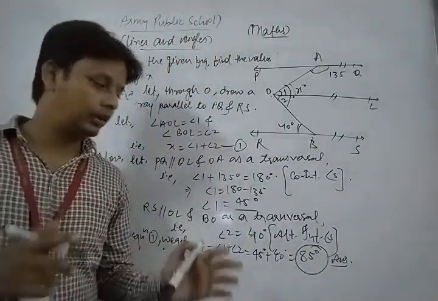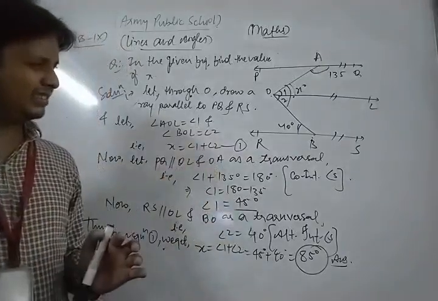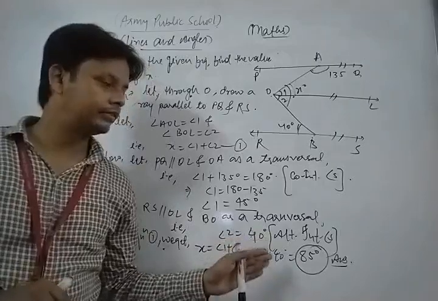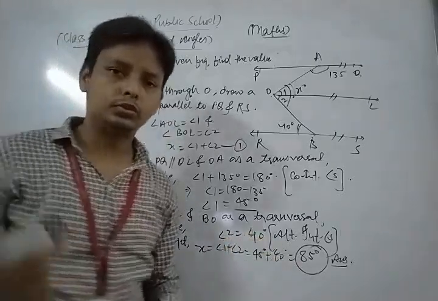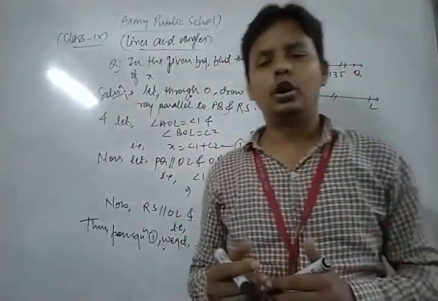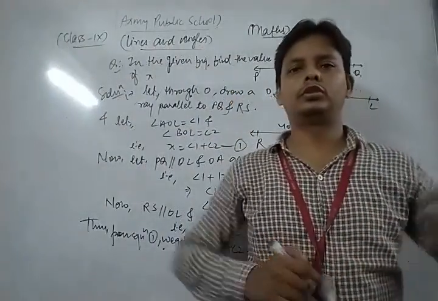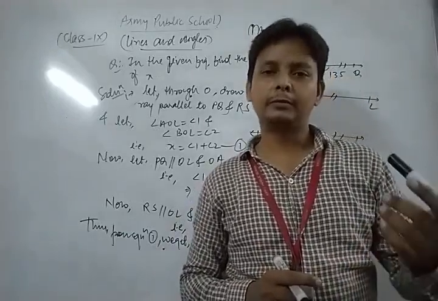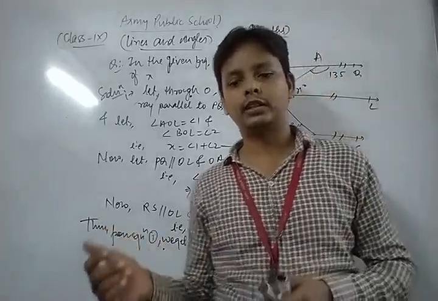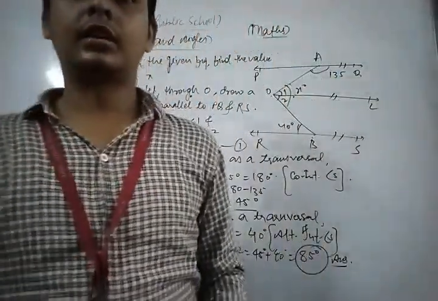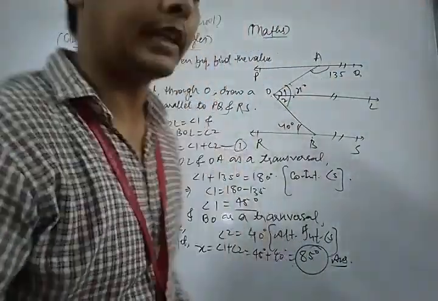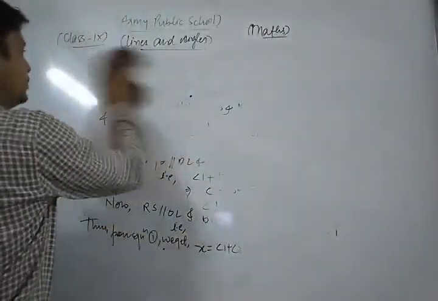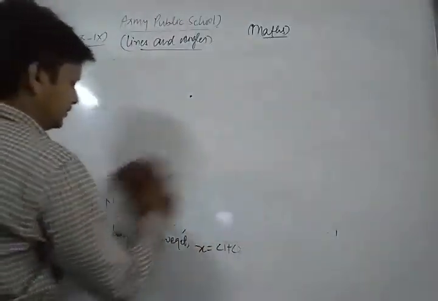In this way, the value of angle x is 85 degree. So in this way, you can solve each and every question of your NCERT exercise based on linear pair, based on adjacent angles, and based on angles made by the transversal. So please first you revise all the questions, and do more and more practice of that type of questions, because these are very important questions for you and your upcoming examination.